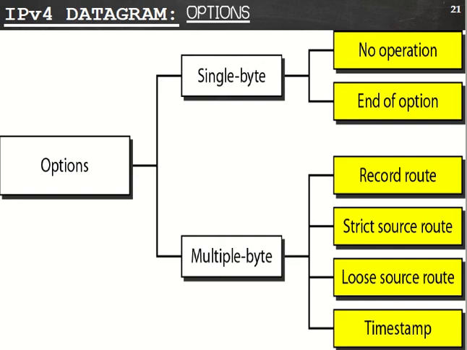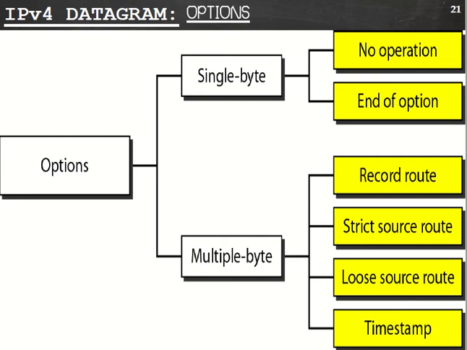Options are not a required part of the IPv4 header, but option processing is required. That is, whatever option fields are entered, all the data in that field needs to be processed. When it comes to options, there are basically two types, as you can see in this slide. One is called single byte options, the second one is multi byte options. Let us see what these single byte and multiple byte options are.